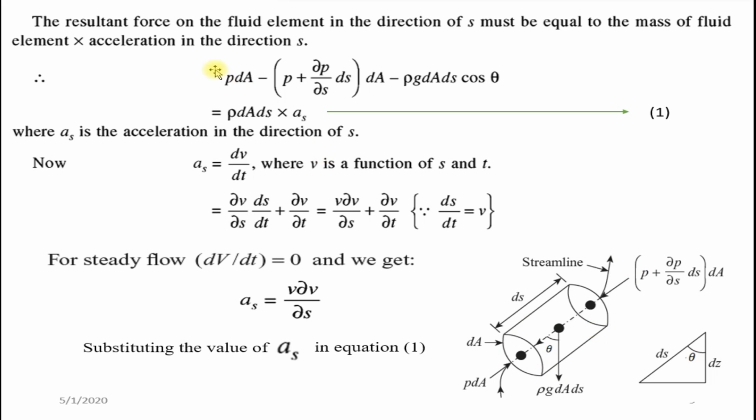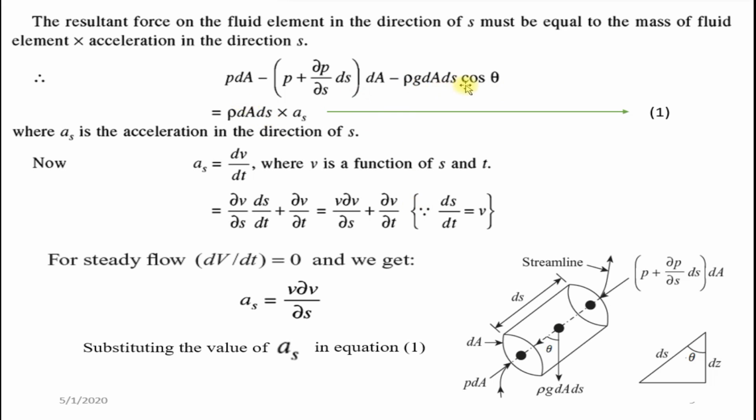So what are the forces acting on this? Just write that now. P into dA minus, because it is in the opposite direction, (P plus ∂P/∂S into ds) into dA, minus the gravitational force acting downward, that is why it is negative, rho into g dA ds into cos theta.